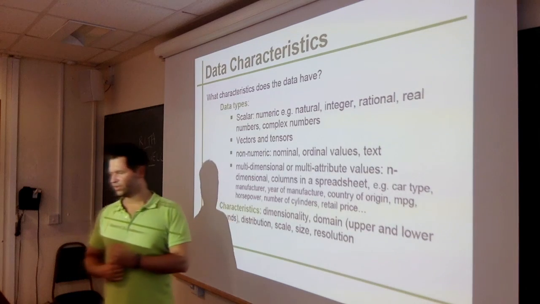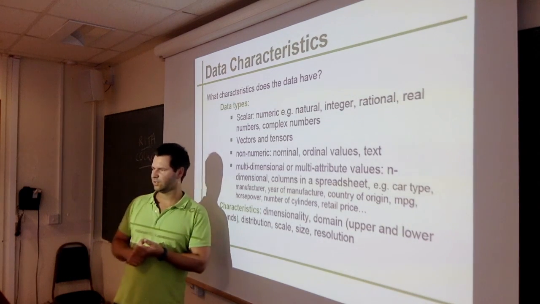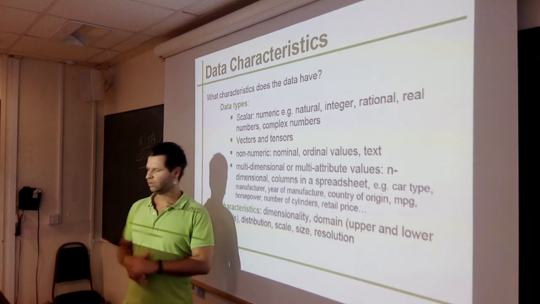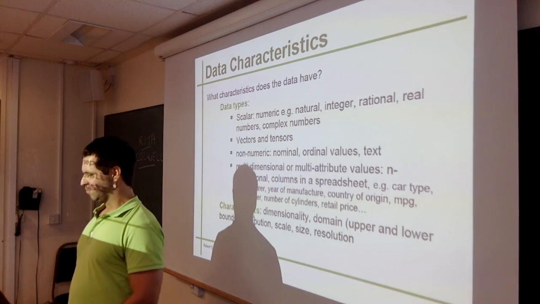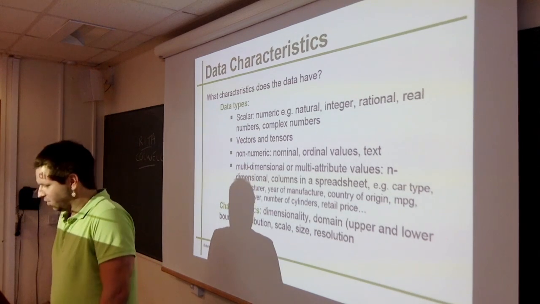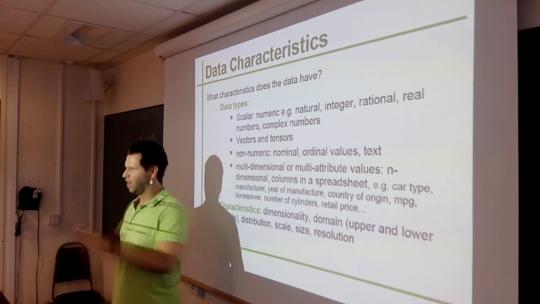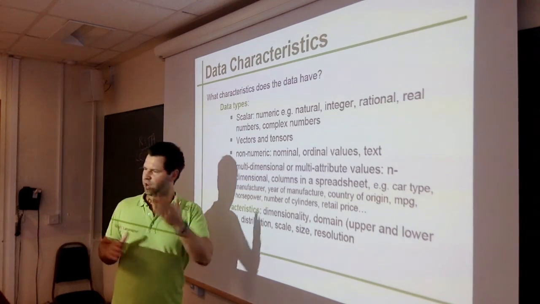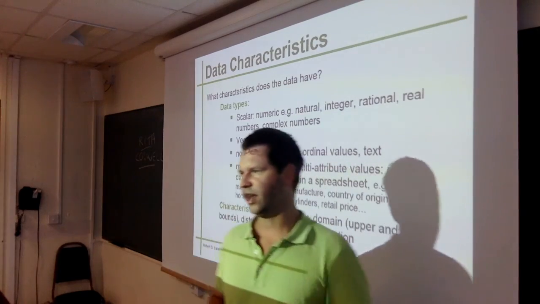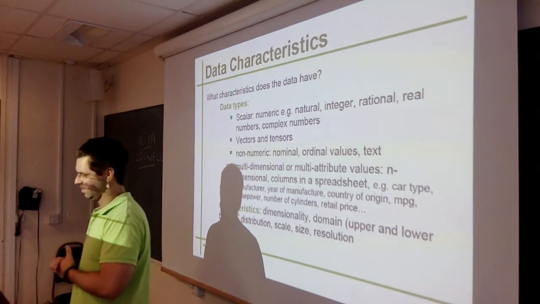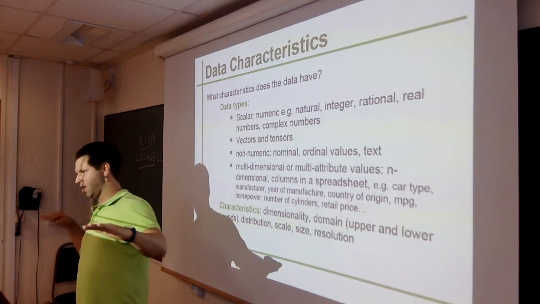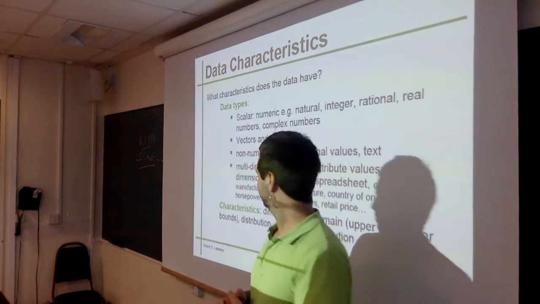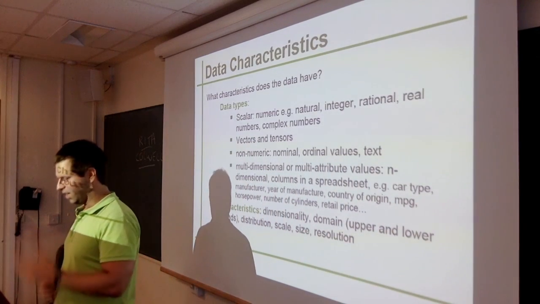There's other kinds of data, non-numeric data like nominal, ordinal values and text, right? You'll see that in assignment one, you'll have some text data as well, some non-numeric values. And there's multi-dimensional or multi-attribute values, right? The columns in a spreadsheet. Imagine any spreadsheet, every row corresponds to an item, and every column represents an attribute of that thing. It's easy to understand with this car example. Every row is a car, and every column is some information or a data attribute about the car. And the same is true about assignment one.